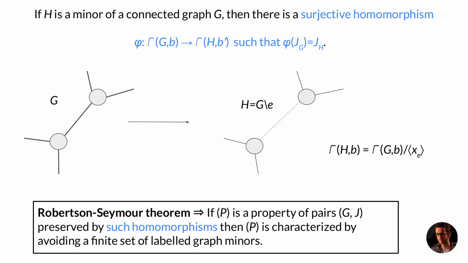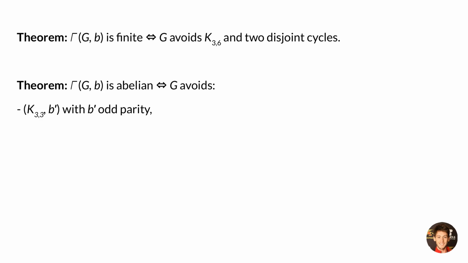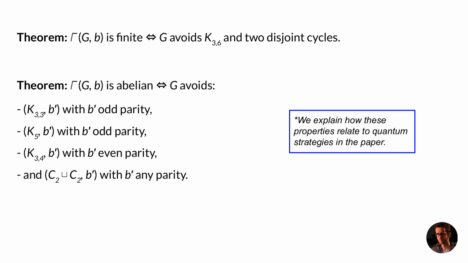In this paper, we find the minors for the incidence group to be finite or abelian. Specifically, we show that the incidence group of G and b is finite if and only if G avoids K36 and 2 disjoint cycles. And the incidence group is abelian if and only if G avoids K33 with an odd parity labeling, K5 with an odd parity labeling, K34 with an even parity labeling, and 2 disjoint cycles with any labeling. We explain how these properties relate to quantum strategies in the paper.